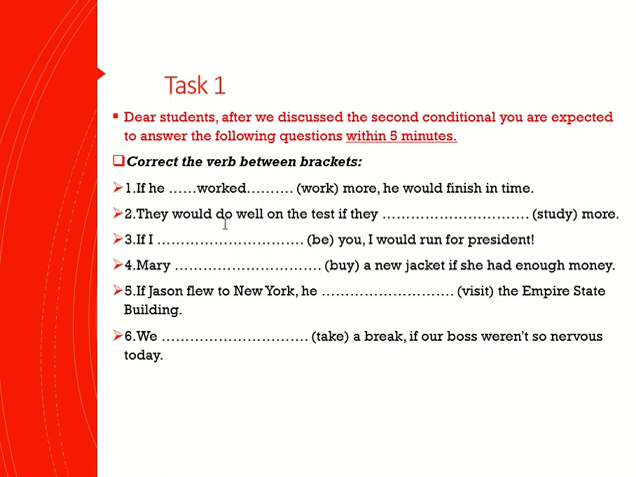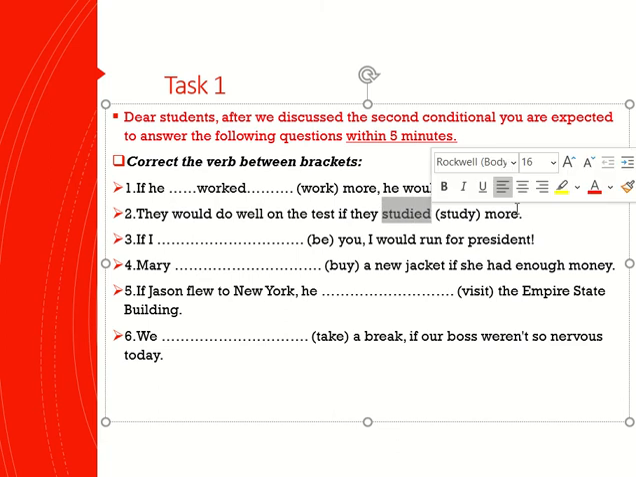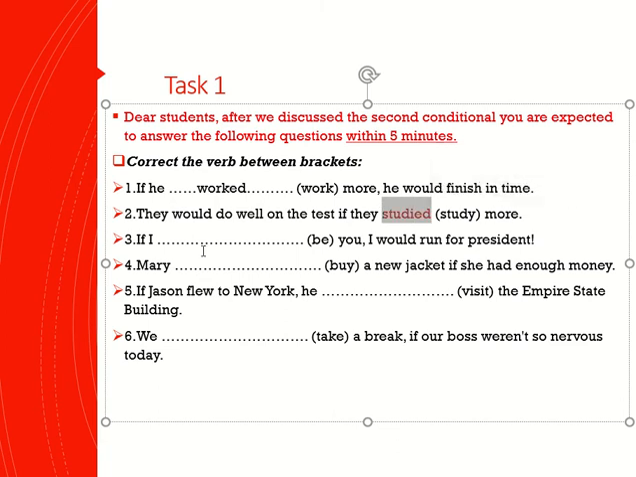2. They would do well on the test if they studied more. So here we have would in the first part, which is the main clause, would plus verb 1, and in the second part after if we have to put simple past. What is the simple past of study? Yes, correct, it is studied. So here we have to put simple past, studied.